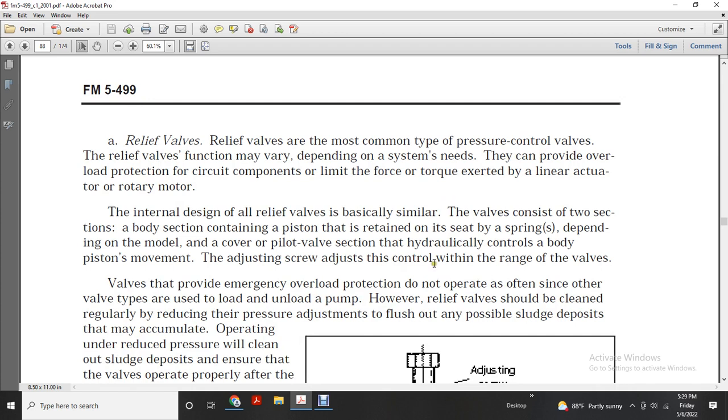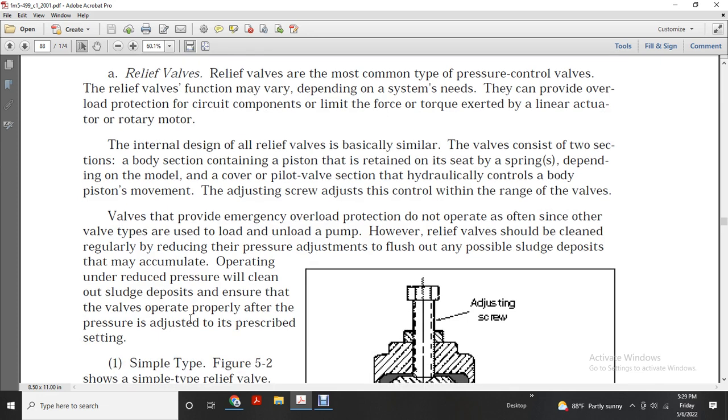Relief valves provide emergency overload protection and do not operate continuously in the load pump. However, the relief valve should be cleaned with a regular reduced-pressure adjustment. Flush out any possible sludge deposits that may accumulate. Operating under reduced pressure will clean out the sludge deposits and ensure the valve operates properly after the pressure is adjusted to the prescribed setting.